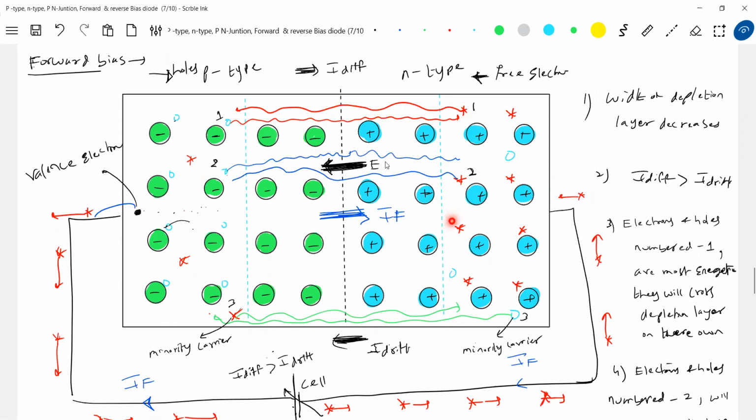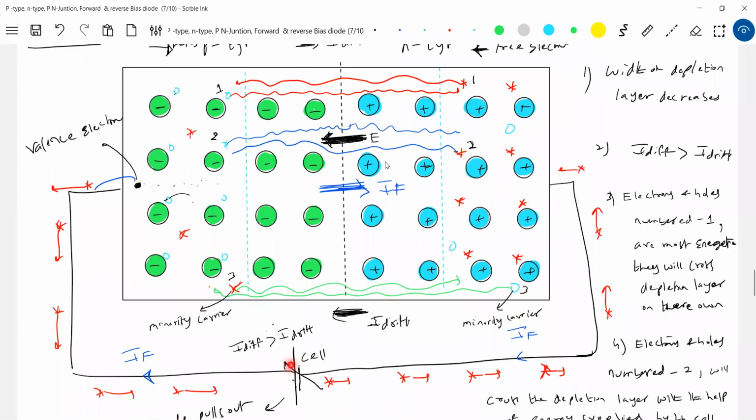Let's take some 4. Though the cell is there, and temperature is there, it was unable to cross. If I increase temperature, the average kinetic energy increases, then it will have sufficient energy to cross. So as you increase temperature, the amount of majority carriers crossing the junction will increase. I'm not going to vary voltage, this is for a given voltage.